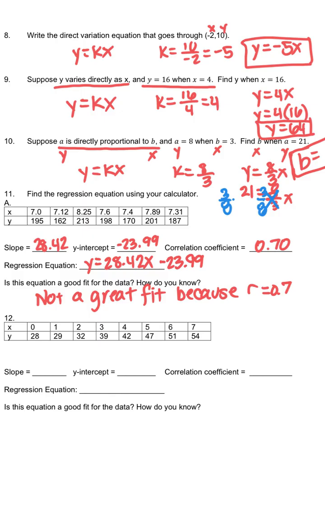Okay, number 12, do the same thing. Let's go ahead and go back to Stat. Go to Edit. Again, we're on the calculator. Let's clear what we have. Go up to L1. Press clear, enter. Go to L2, clear, enter. Let's go ahead and put in our X's under L1. 0, enter, 1, enter, 2, enter, 3, enter, 4, enter, 5, enter, 6, enter, 7, enter. Go to L2 and enter in your Y values now. 28, enter, 29, enter, 32, enter, 39, enter, 42, enter, 47, enter, 51, enter, 54, enter.